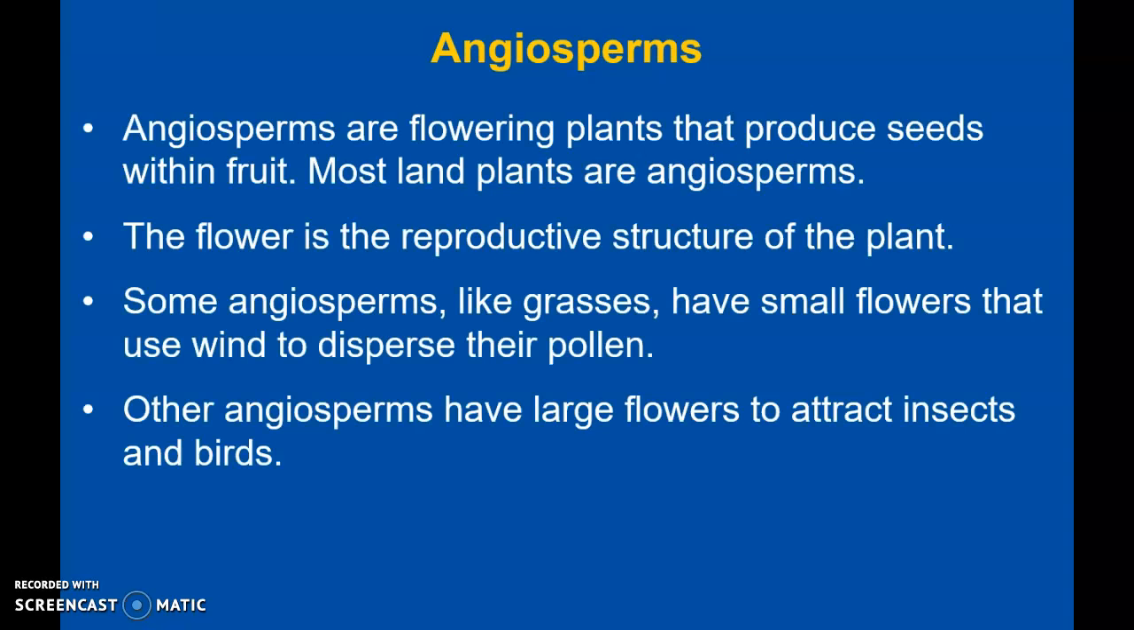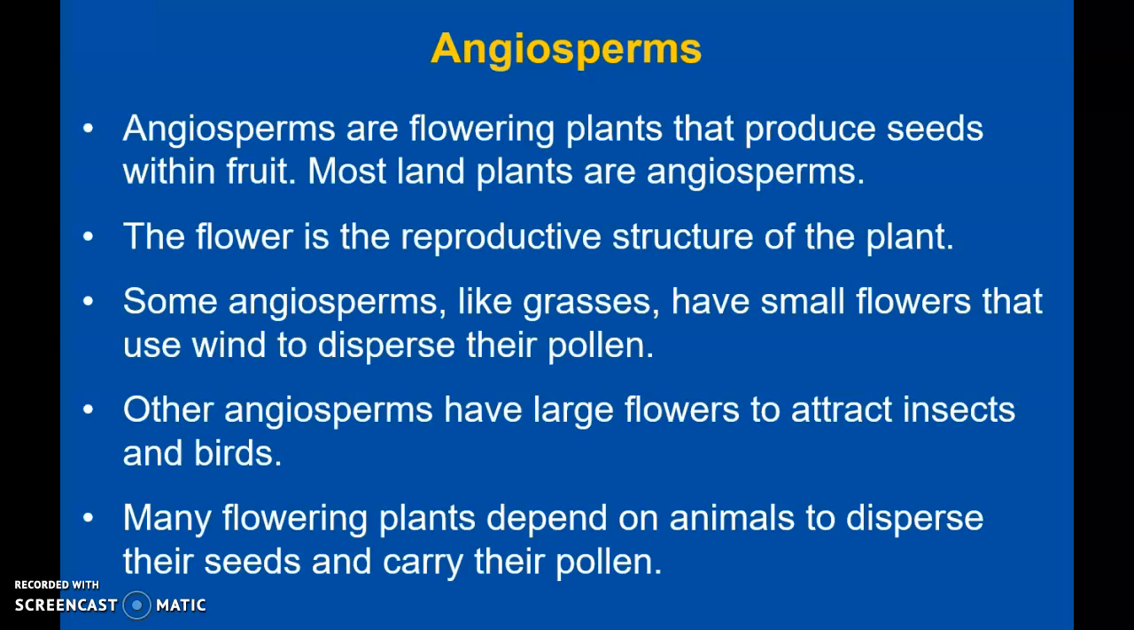We have angiosperms. These are flowering plants. They produce seeds within fruit. So the fruit protects the seeds, and the seeds are what need to go on to make new plants. Most land plants are angiosperms. The flower is the reproductive structure of the plant. You will see sometimes even grasses have small flowers, and they use the wind to make their pollen go to other places so they can reproduce.